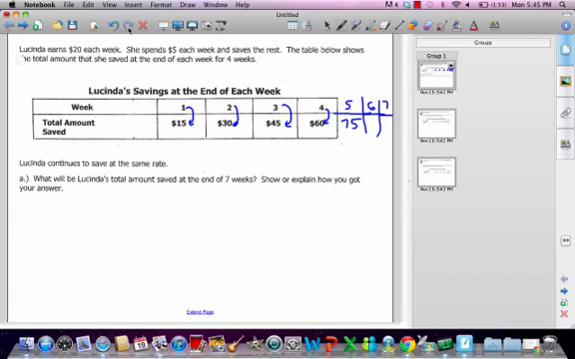Another way of thinking about it too, she's getting 20 bucks each week, and she's spending 5 of it. So if you just kept that pattern each time, you might be able to figure out the answer that way too. That's 3 different ways. I'm sure you might have even thought of a different one. I want to look at the next question here.